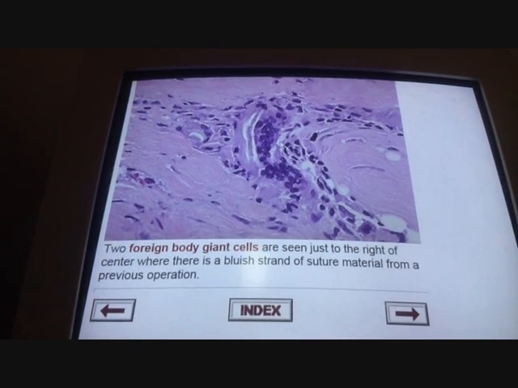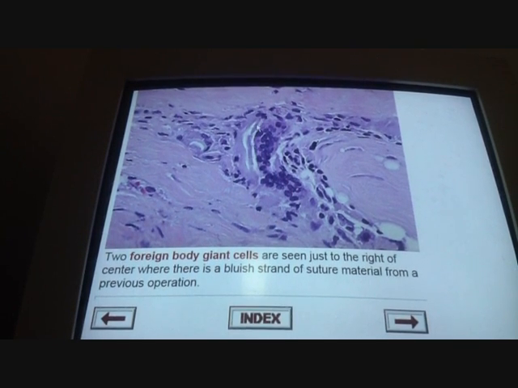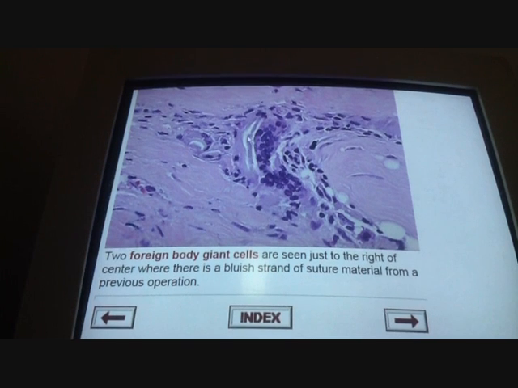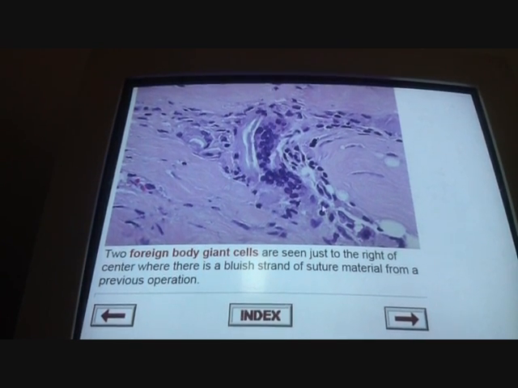Here we have another example of a foreign body giant cell. This was formed in response to this foreign body, which is a suture material left behind in the body of the patient. So we have this foreign body and a foreign body type giant cell.